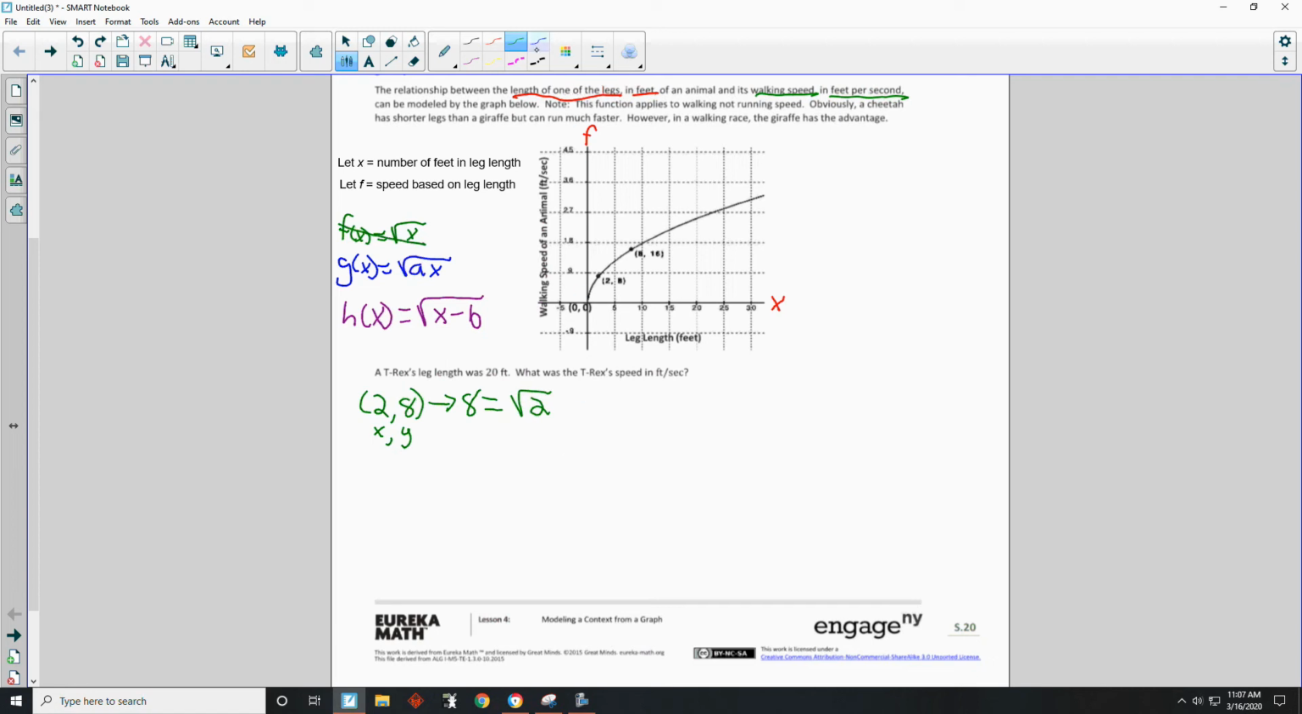Then I'm going to go on to g of x. And I'm going to use the point 2 comma 8.